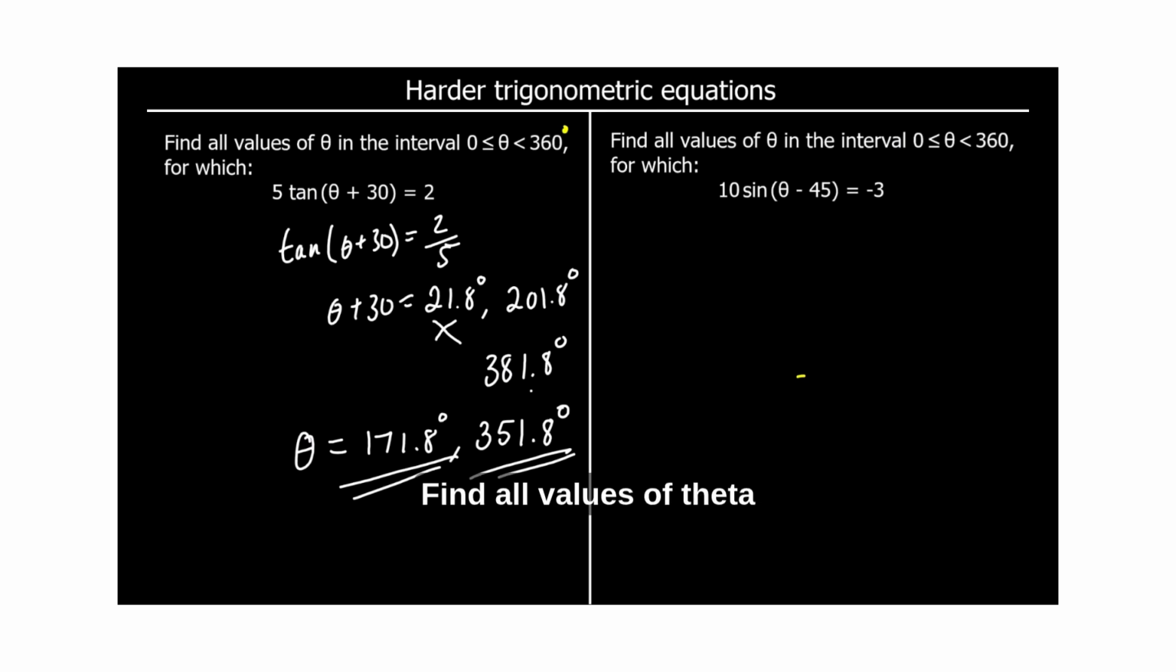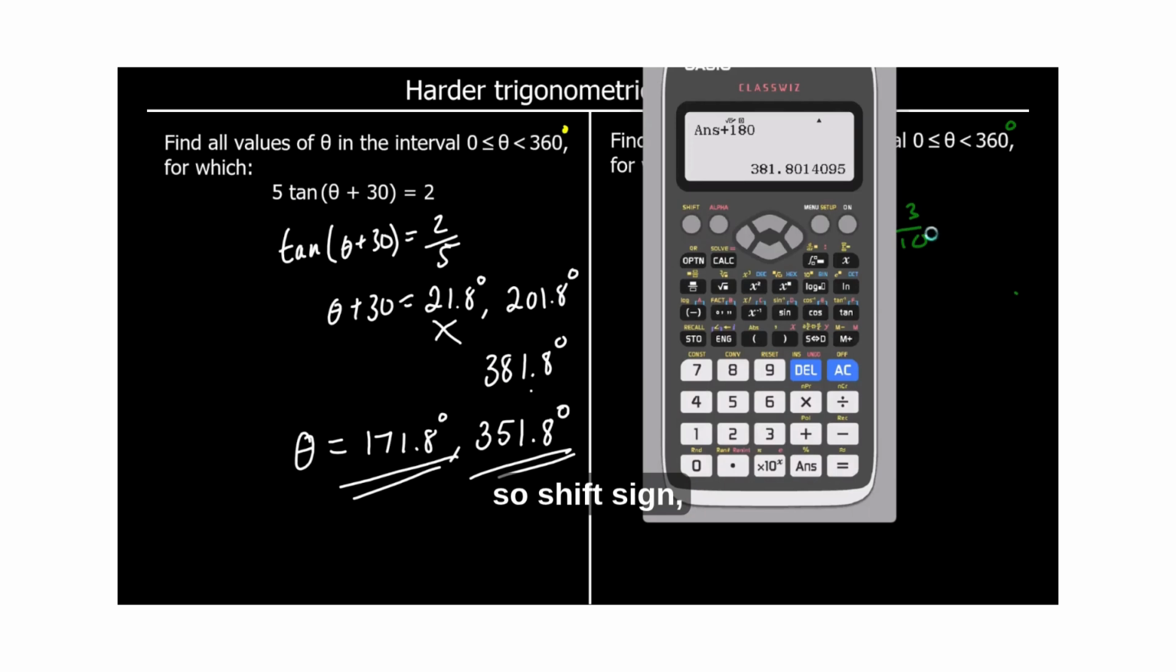Find all values of theta in the range 0 to 360 degrees, for which 10 sine (theta minus 45) equals -3. So start by dividing both sides by 10. Then shift sine of -3/10, which is -17.5.